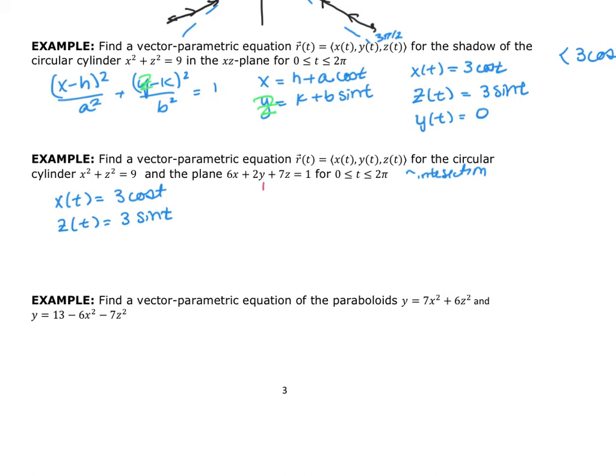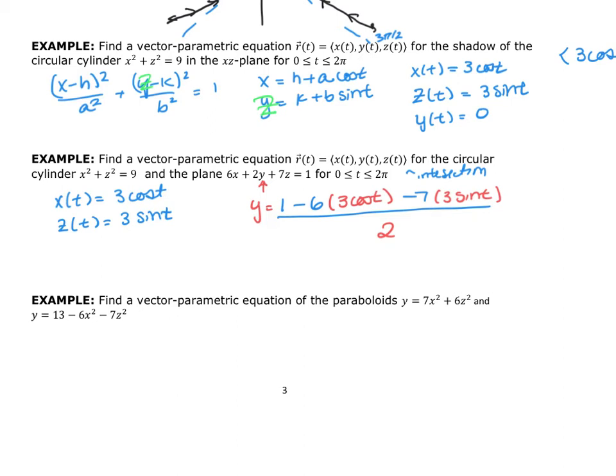Now the only thing we have to do is take this equation right here, replace x with 3 cosine of t, z with 3 sine of t, and solve for y. So y is going to be equal to this one that was still there, minus 6 times my 3 cosine of t, because I've replaced this x with 3 cosine and moved it to the other side of the equal sign. And then it's going to be minus 7 times 3 the sine of t, because I moved it to the other side and replaced z with 3 sine of t. And it's all going to be divided by 2, because that is the coefficient on my y.